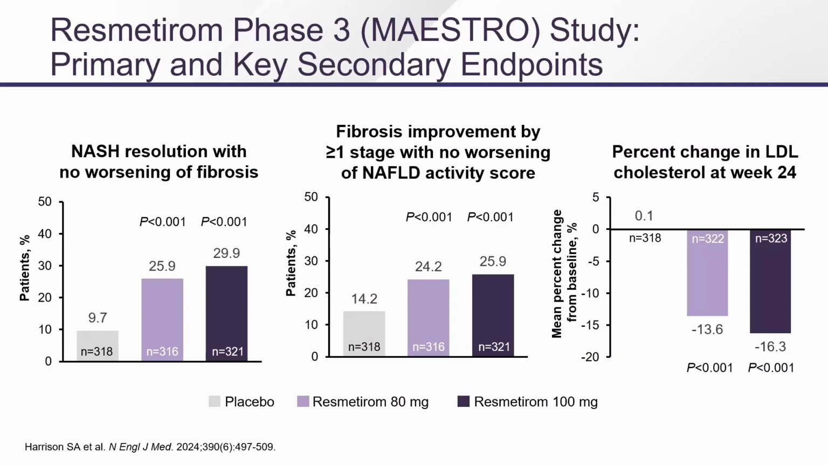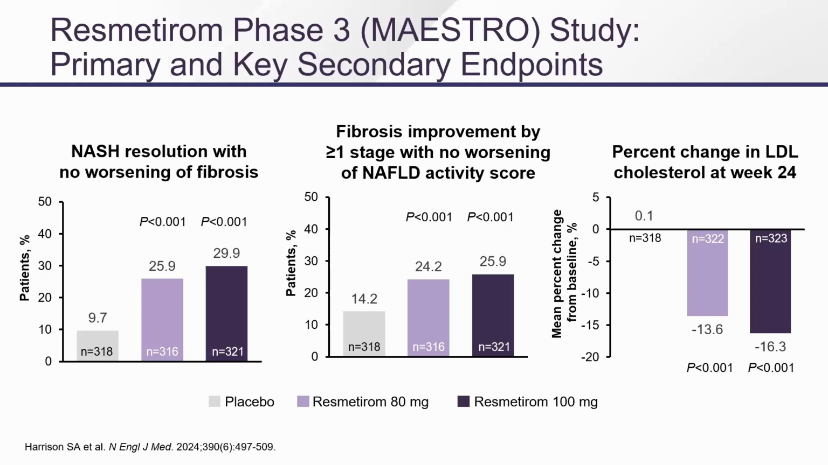So this is the data. As far as MASH resolution with no worsening of fibrosis, we were able to achieve this in about 25 to 29% of patients. So this is pretty good. This is fibrosis improvement without worsening of steatosis. Again, we're somewhere at about 25% of patients. And you can see the percentage change in LDL by week 24, which is also nice to know.